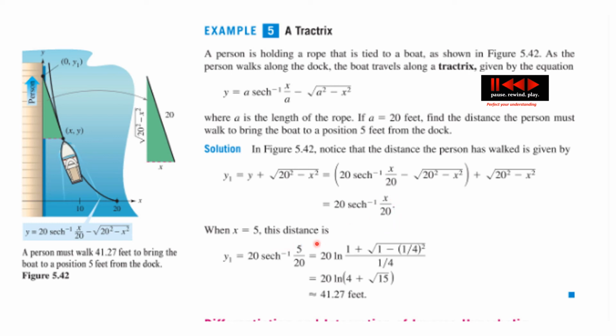So when x is 5, you plug in 5 and do the calculation. We have an expression for the inverse hyperbolic secant, and it was this natural logarithm. So we're plugging in the numbers, and 5 over 20 is the same thing as 1/4. This is the exact answer, and this is what you get if you plug it into a calculator.